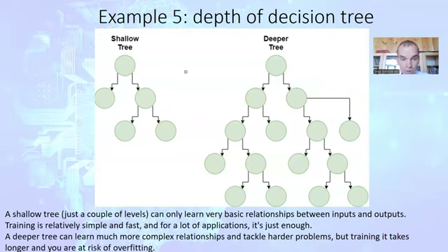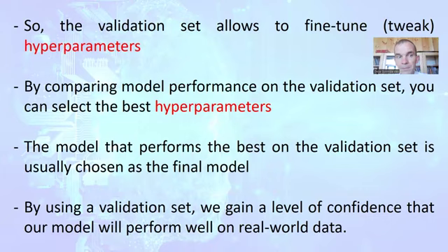For example, a shallow tree on the left can learn only very basic relationships between inputs and outputs. Its training is simple and fast, but in principle, it's good enough for most applications. But a deeper tree may learn much more complex relationships and tackle harder problems. But its training takes longer. Its training is more difficult and can result in overfitting. So this is the difference between parameters, specific values, and hyperparameters, which define the principal configuration of the model.